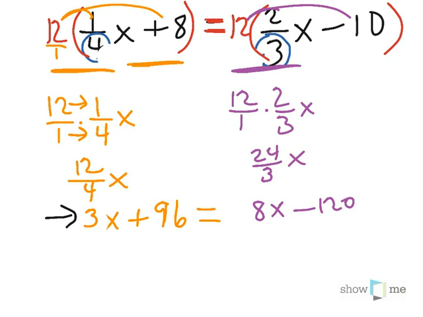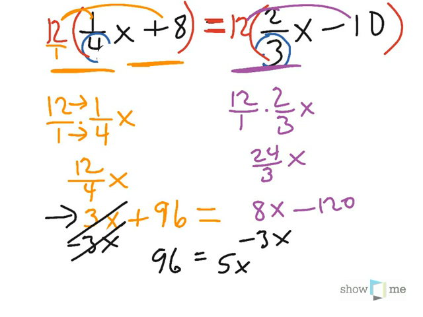So our goal now is to get all the x terms on one side and all the numbers on the other. And you can pick whichever one you want. I think I would probably subtract 3x because I always like dealing with positive numbers on my variable when I can. That leaves me with 96 on this side and 5x minus 120 on that side.